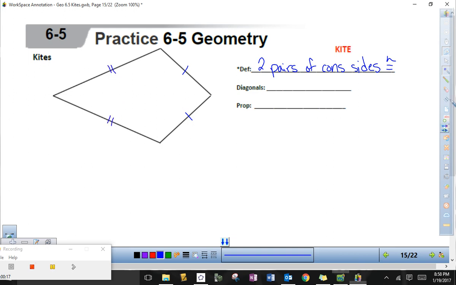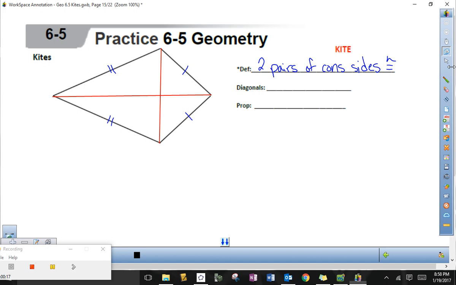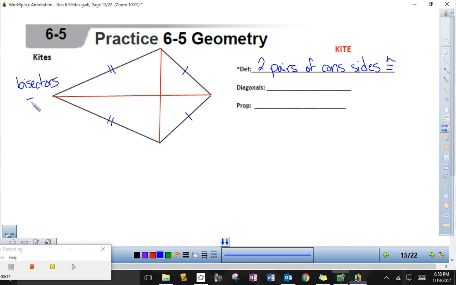Of course, we have to talk about the diagonals as well. So go ahead and pause the video and draw on your diagonals. Okay, well, the ones we've talked about so far, diagonals could be one or more of three things. They could be bisectors, they could be congruent, or they could intersect at a right angle, being perpendicular. So we're going to start with looking at bisectors. Bisecting means either half of the diagonal is congruent.